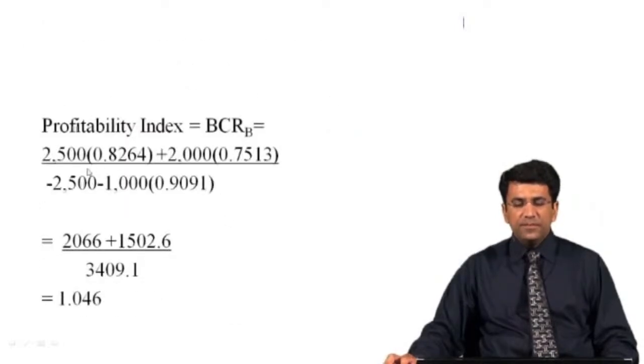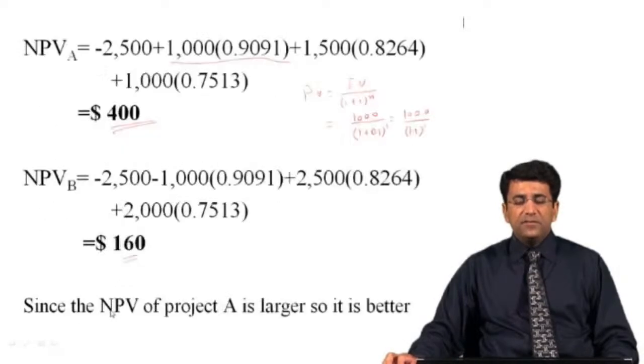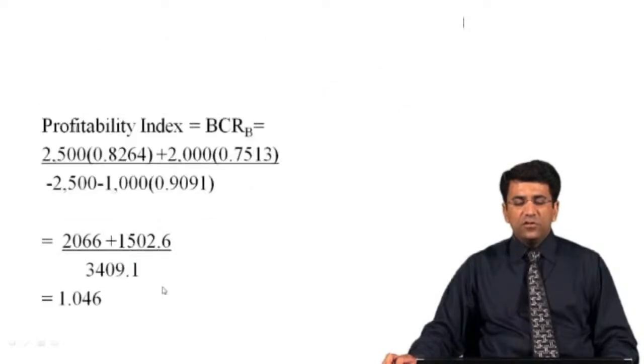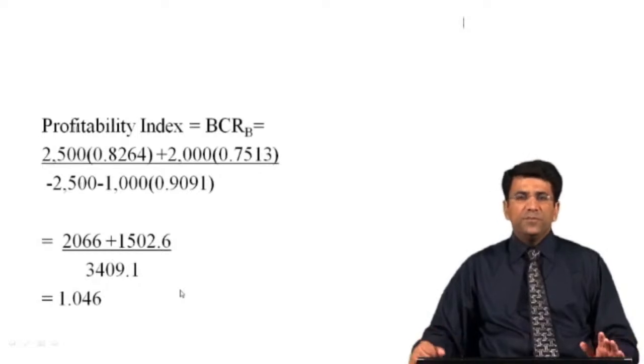So this is the profitability index or the benefit cost ratio for project B, which is 1.046. Again, you can see that the net present value for project B is positive, so the benefit cost ratio for project B will also be greater than 1. So this is the interrelationship between net present value and benefit cost ratio.